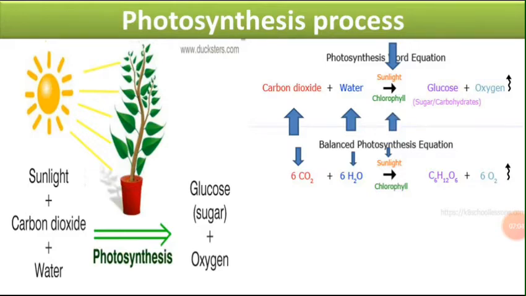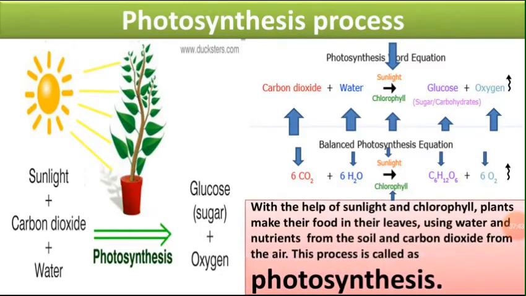And in this process they give you glucose. The glucose formula is C6H12O6, plus they give you oxygen, which we inhale, and carbon dioxide gives it. So this is the balanced equation of the photosynthesis process, or you can say the balanced photosynthesis equation.